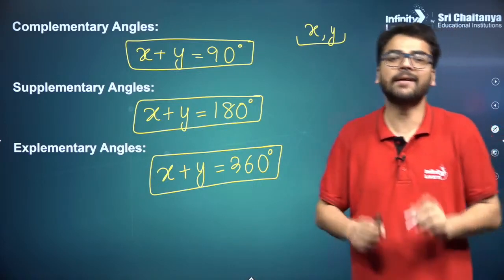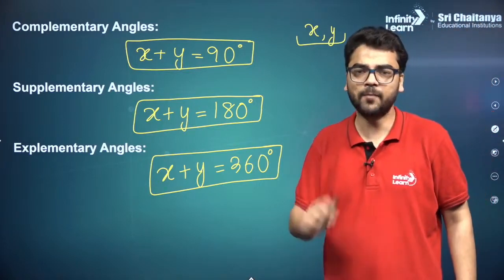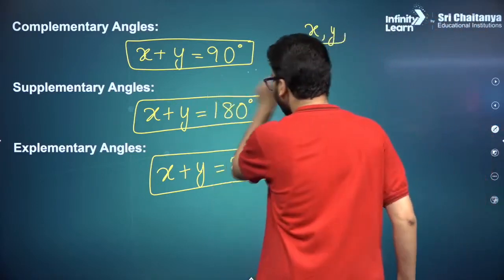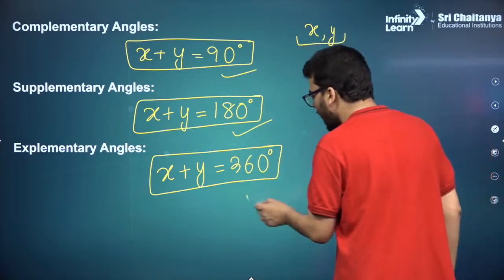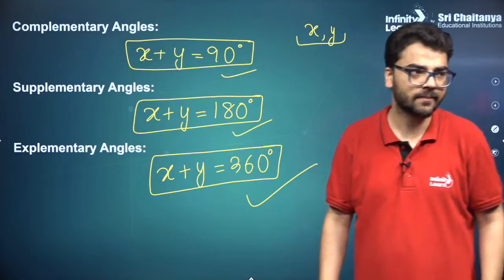You cannot say that I have forgot these definitions, because that will not help you, right? You have to practice many questions so as to remember these things. Two angles whose sum is 90, they are complementary angles. Two angles whose sum is 180, they are supplementary angles. And two angles whose sum is 360, they are known as explementary angles.